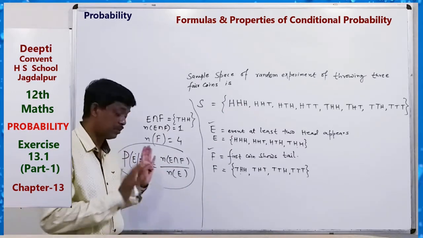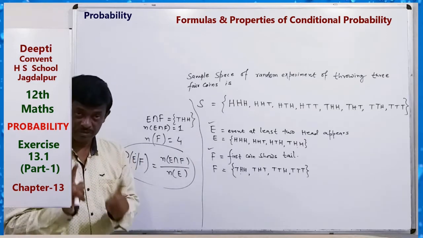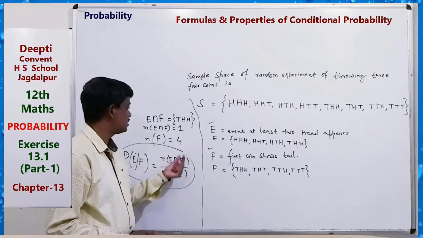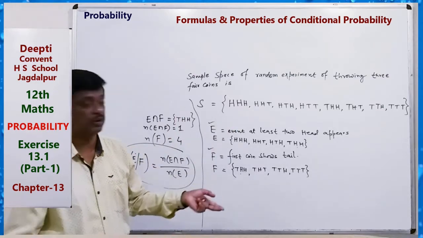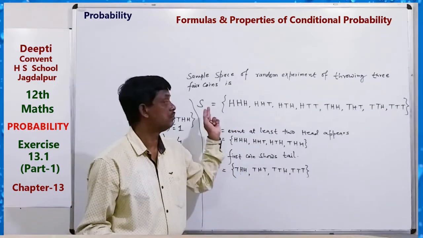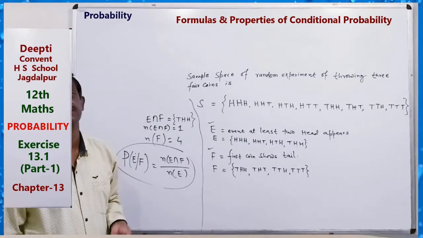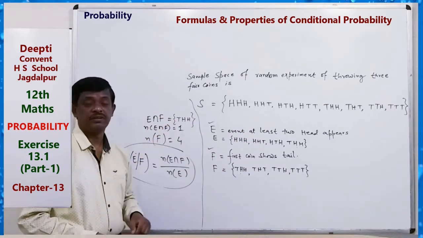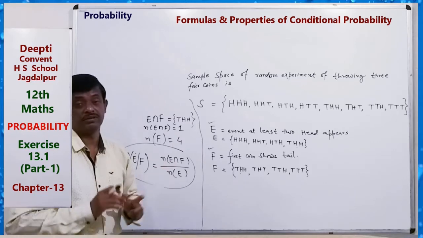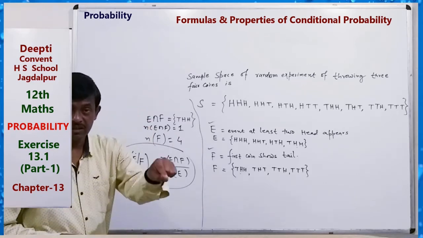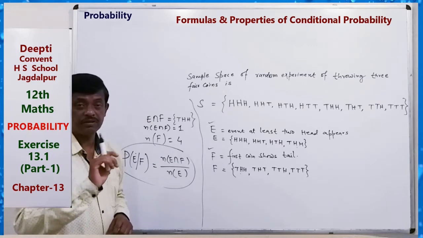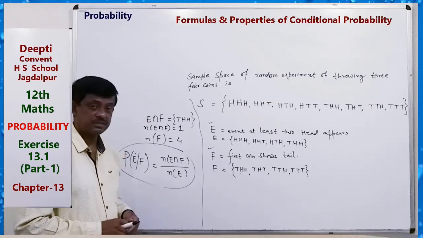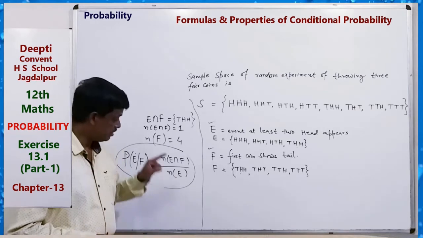You can also say that E intersection F contains what? Elementary events. Elementary events are what? Sample points, that is, elements of the sample space. So these are the elementary events, the number of elementary events favorable to the E intersection F, and the number of elementary events favorable to the event E.